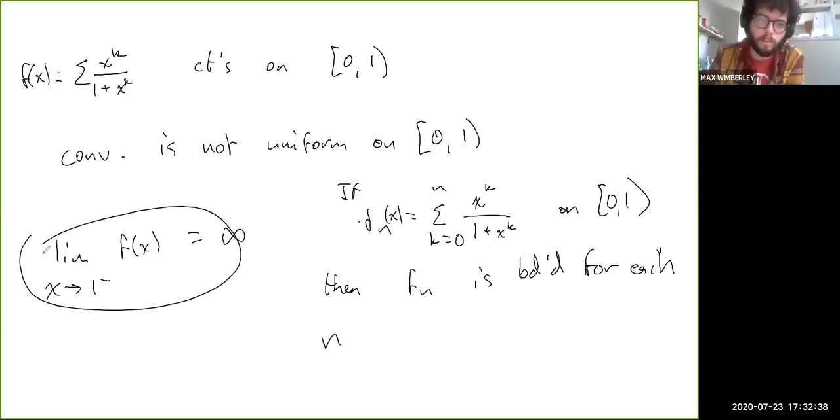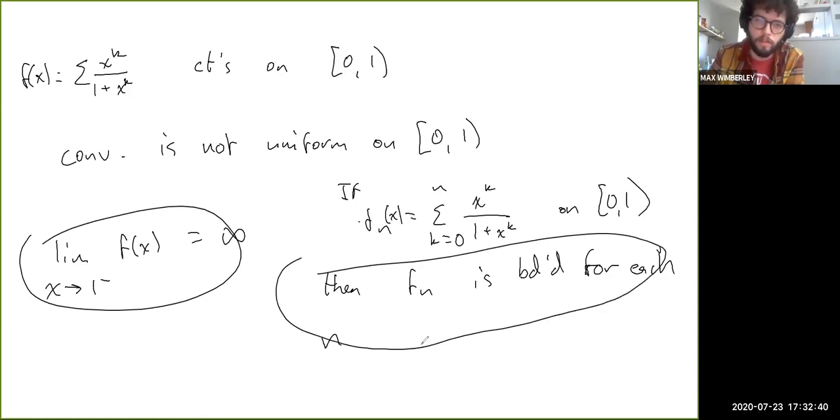So this combined with this means that the convergence can't be uniform. At least that's one way of seeing it. The other way of seeing it is just that the supremum of x to the k over 1 plus x to the k over x in [0, 1) equals 1/2, which doesn't converge to 0, right?